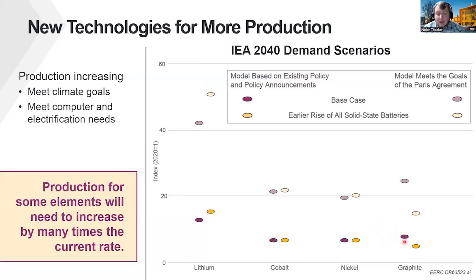Look at graphite, 10 to 25 times, nickel, 10 to 20 times. These are substantial amounts of production that aren't accounted for. And so you need new technologies both to get these in a more efficient way, but also look for new ores for these.